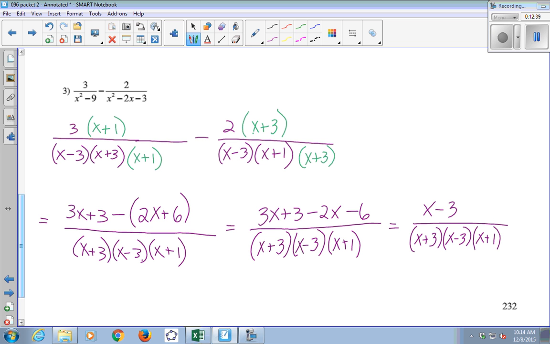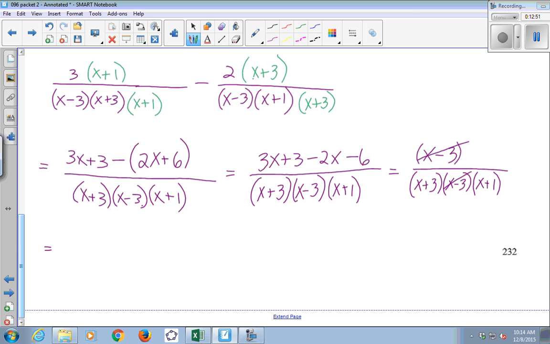Any common factors in the top and the bottom? X minus 3 appears in both places, so that can cancel. And we'd end up with 1 over x plus 3 times x plus 1.